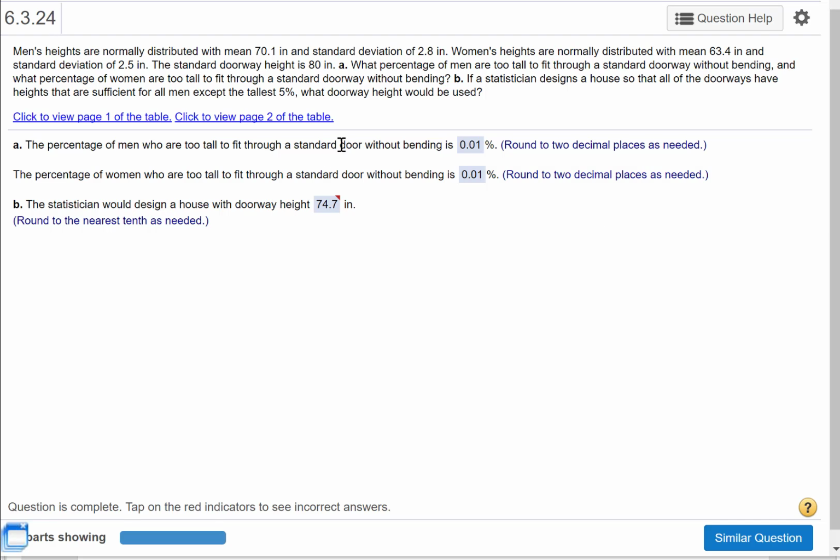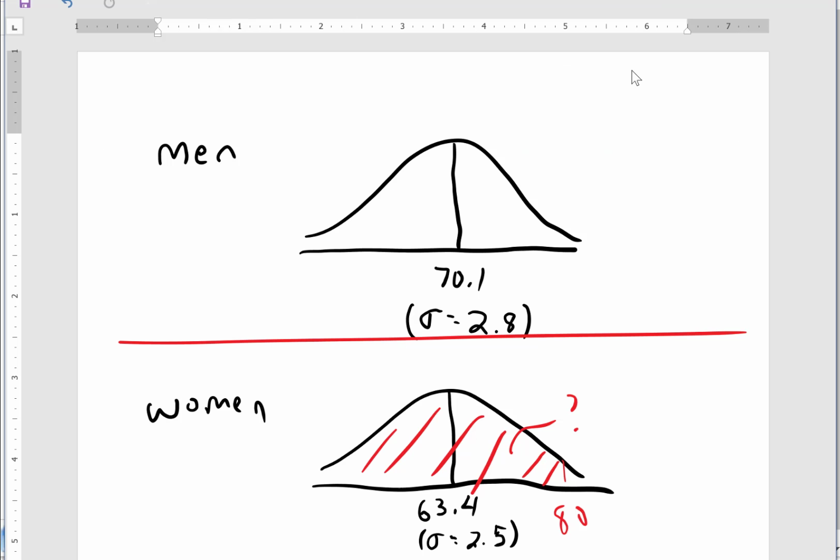Okay, for part B, it asks, if a statistician designs a house so that all the doorways have heights that are sufficient for all men except the tallest 5%, what doorway height should be used? So let's flip back over here. I'm going to draw my picture. Every time, I'm pretty good at these, and I still draw these pictures out. So I'm looking for this value right here. I don't know what that value is. I do know this value here is 0.05, right? The tallest 5%. I don't mind if a few people are going to have to stoop, right? So what is this value?